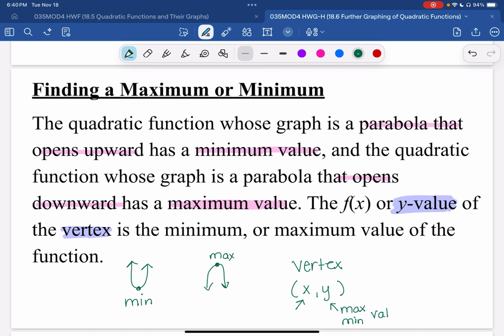And this is going to be important when we look at some word problems, because if it asks you what's the maximum height or the minimum height, those kinds of things, those are going to be the y values. Sometimes you will want to find the x, so you have to pay attention to what the question is actually asking you. But remember that the minimum and the maximum are actually the y values. They occur at the x values.